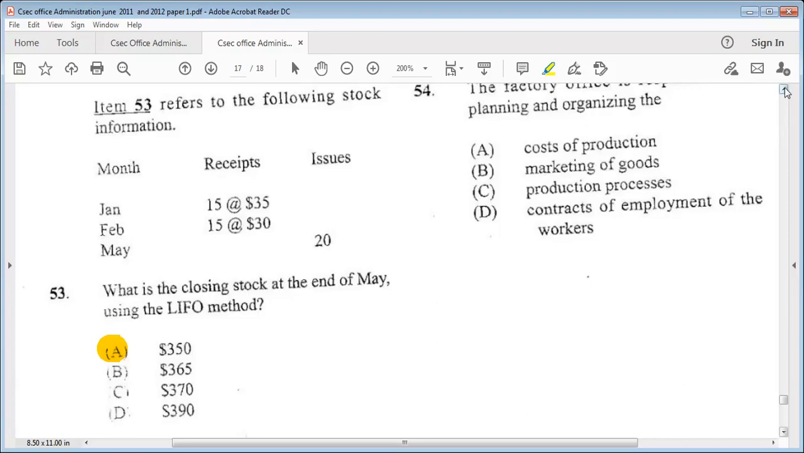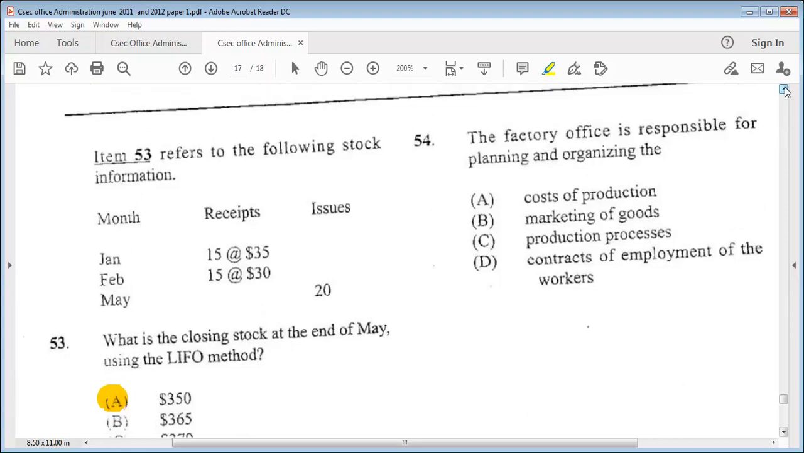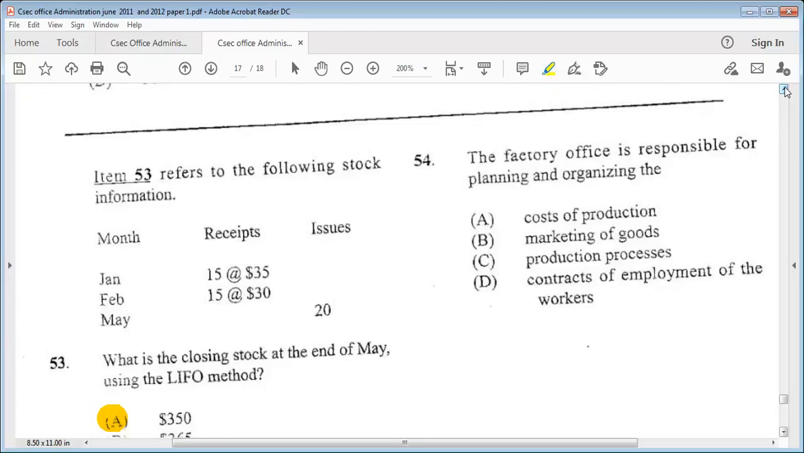So let's go on to question number 54. The factory office is responsible for planning and organizing the A, costs of production, B, marketing of goods, C, production processes, or D, contracts of employment of the workers. Our answer is C, production processes.